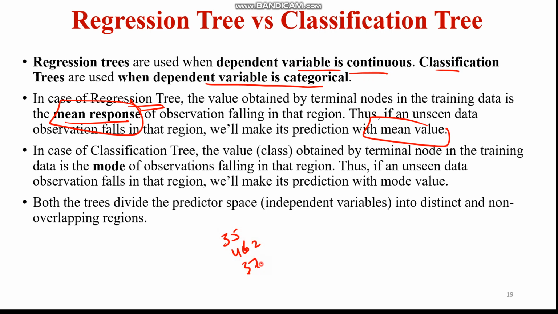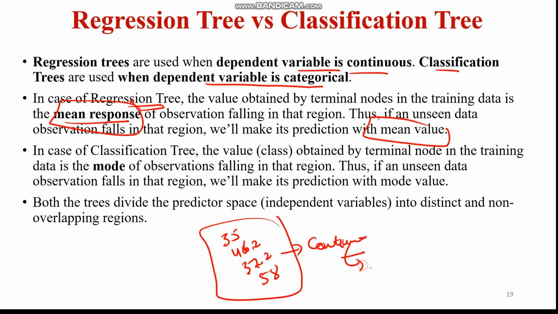Continuous variable means values like 35, 46.2, 37.2, 58. If we have values like this, these are continuous data, and we can take the mean to get the result at the leaf or terminal node. In that case, we go with the regression tree. The same tree is used; we need not use any different algorithm. The only difference is the target variable, and the algorithm will provide the result accordingly.